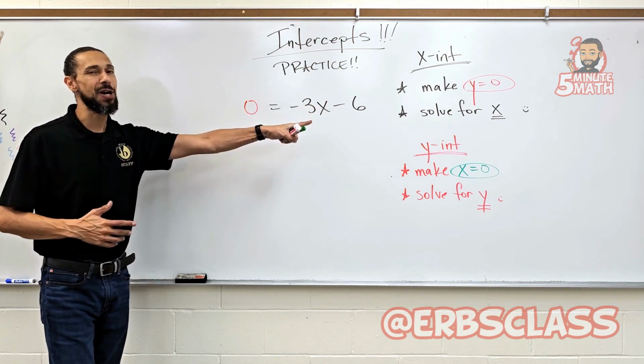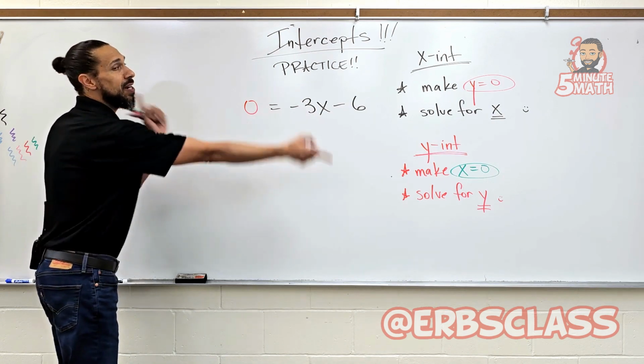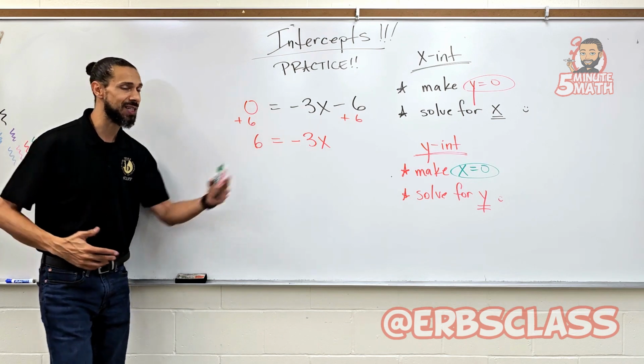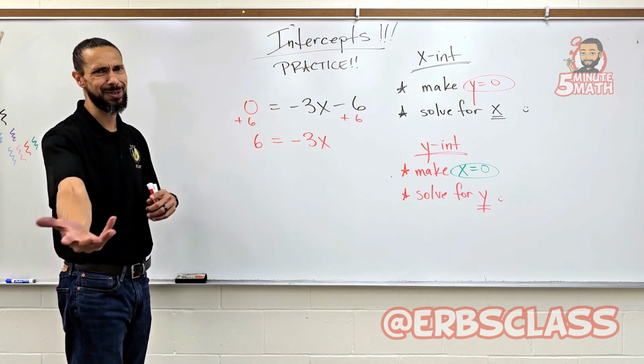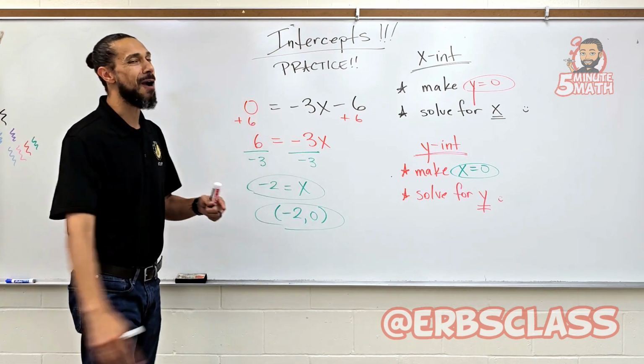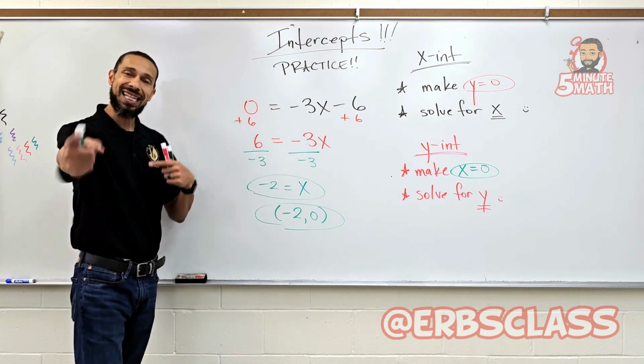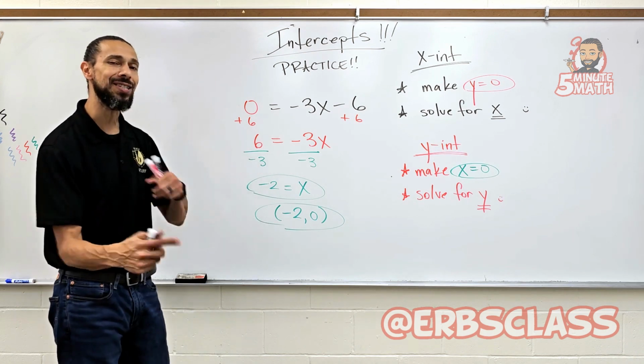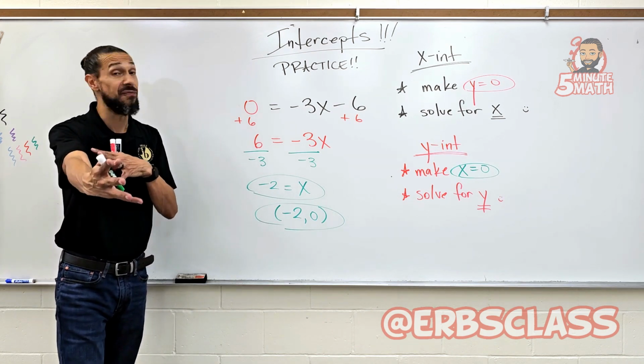I got x's over there already. Why not just bring that -6 over here? Just like that, subtracting 6. Adding 6 to both sides, but you know how to do that already. Final step. Exactly right. x equals -2. That's my x-intercept. That's where it crosses the x-axis. That's the location. Now do something very similar for the y's.